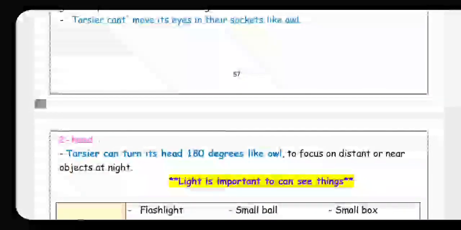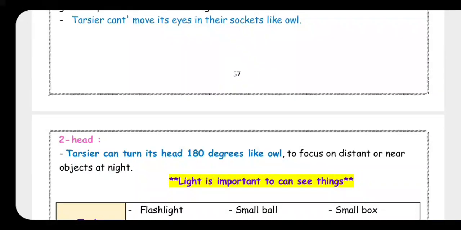About the head, the tarsier can turn its head 180 degrees like the owl. What is the meaning of 180 degrees? In all directions, like the owl, to focus on near objects.